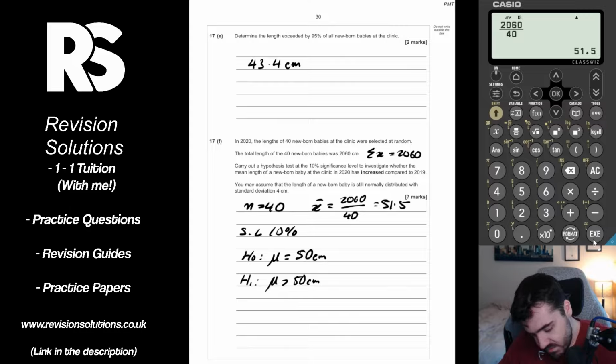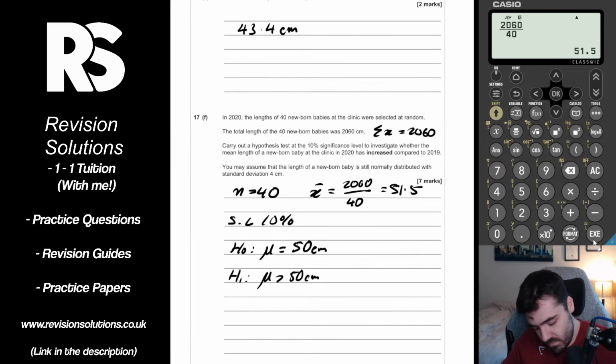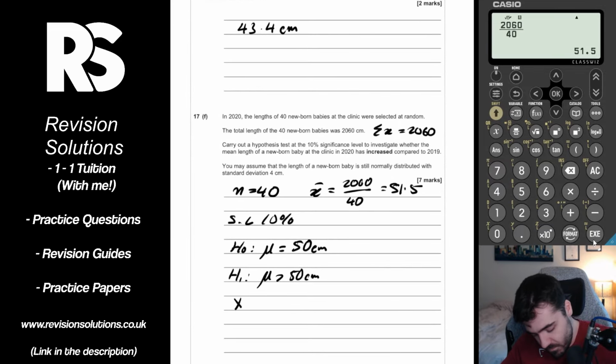And it says you may assume that the length of a newborn baby is still normally distributed with a standard deviation of 4 centimeters. So, first off, our distribution from before was a normal distribution with a mean of 50 and a standard deviation of 4.